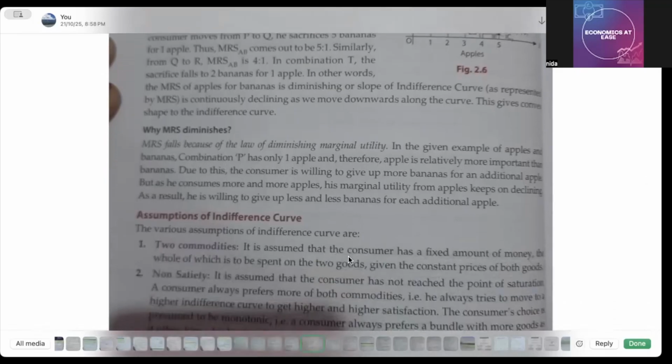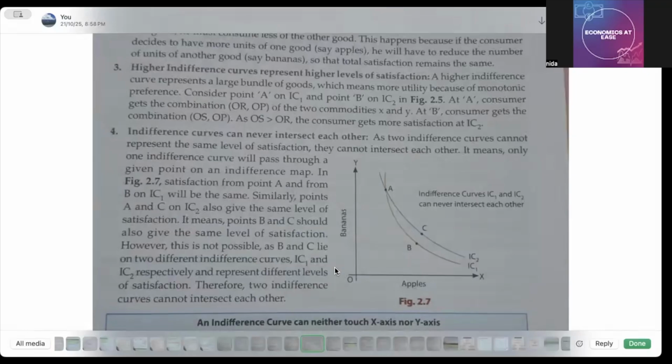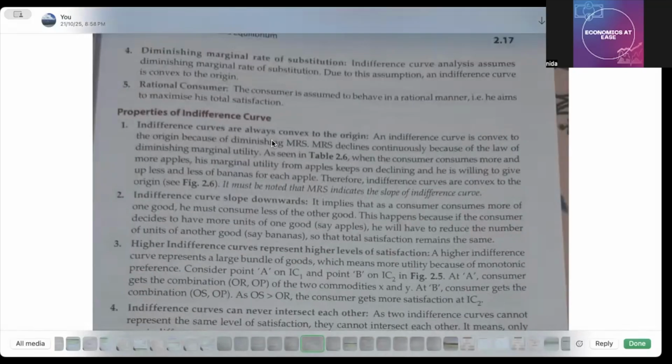Okay. Now, assumptions of indifference curve. There should be two commodities. Then non-satiety, it means it is assumed that the consumer has not reached the point of saturation. A consumer always prefers more of both the commodities. ठीक है, both commodities में ज्यादा हमेशा वो चाहेगा कि bundle उसको मिलना चाहिए, just because of this. That is monotonic preference. Then ordinal utility means you can rank it, okay, on the basis of the rank. Then diminishing marginal rate of substitution, we have already discussed that. And then the rational consumer, that is the consumer assumed to behave in a rational manner, that he aims to maximize his total satisfaction.